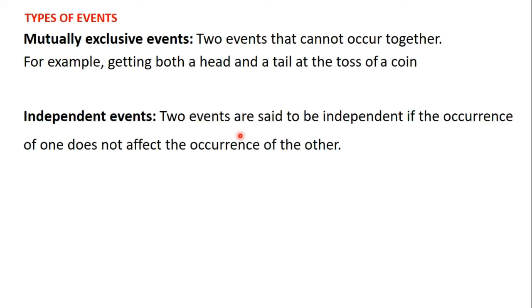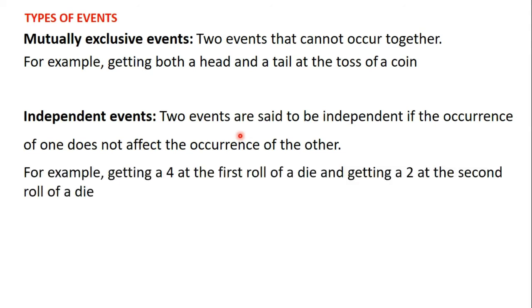The next event you are going to consider is independent events. Two events are said to be independent if the occurrence of one does not affect the occurrence of the other. So two events are said to be independent if the occurrence of one does not affect or does not depend on the occurrence of the other. Let's consider an example. The event of getting a 4 at the first roll of a die and getting a 2 at the second roll of a die.